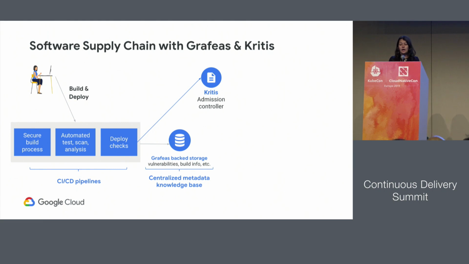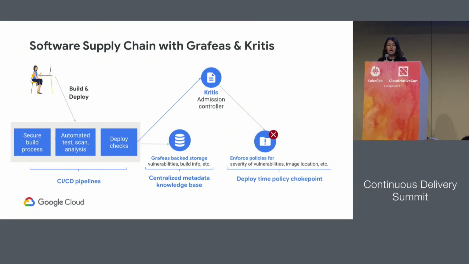And now Kritis, it will be used for deploy time policy verification. So it's an admission controller that basically will check policies. So for instance, severity of vulnerabilities or location of image, does it come from a trusted location? And then if everything passes the checks, then it will be deployed to production. Otherwise, the image will be rejected from entering production, and then there will be some clarification for why.